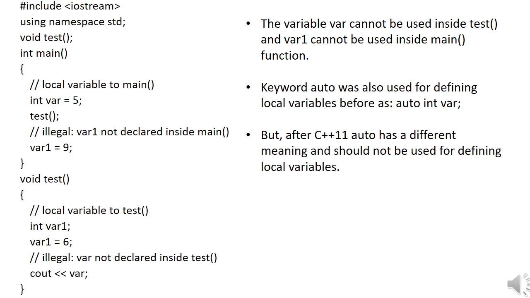The keyword auto was also used for defining a local variable before the variable declaration, that is auto int var. You can use it like this. But after C++ version 11, auto has a different meaning and should not be used for defining local variables.